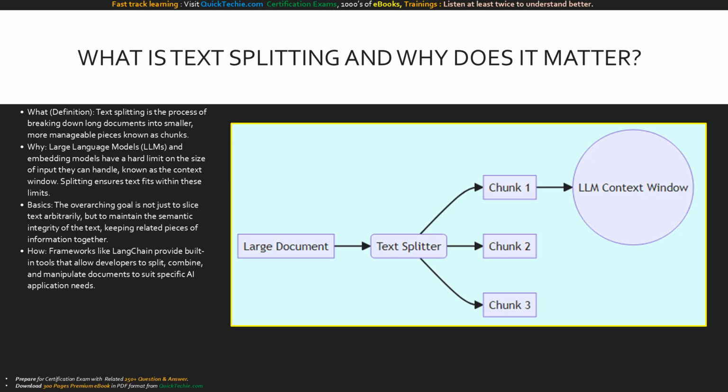Looking at this diagram, you can see the journey of our data. We start on the left with a massive, unmanageable large document. It passes through our text splitter, which acts as an intelligent filter. The splitter breaks the document into bite-sized pieces, chunk 1, chunk 2, and chunk 3. Finally, these chunks are perfectly sized to fit into the LLM context window on the right, ensuring our model processes the information efficiently without hitting token limits.